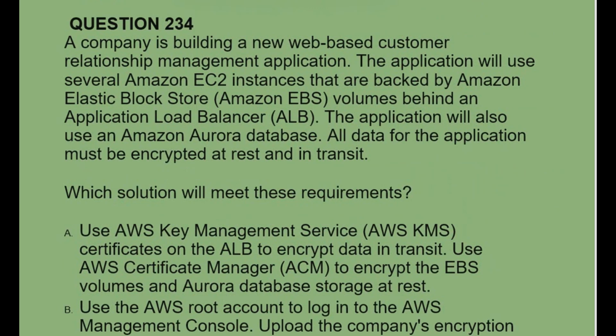Question is, a company is building a new web-based customer relationship management application. The application will use several Amazon EC2 instances that are backed by Amazon Elastic Block Store, Amazon EBS volumes, behind an Application Load Balancer, ALB. The application will also use an Amazon Aurora database. All data for the application must be encrypted at rest and in transit. Which solution will meet these requirements?